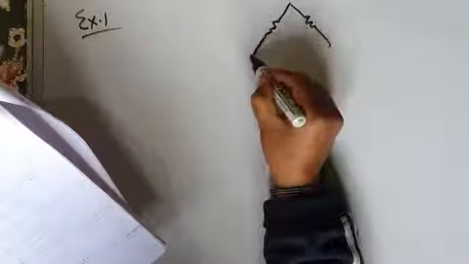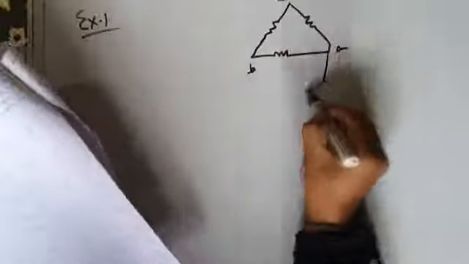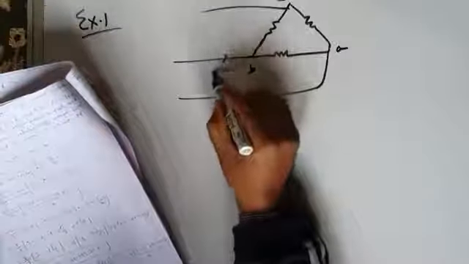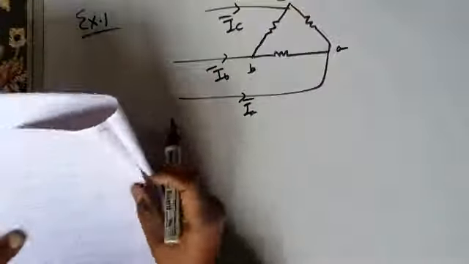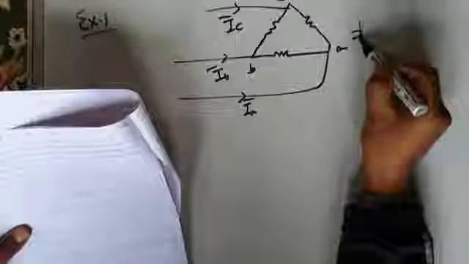This is given to us. We have a delta connected system like this. This is A, this is B, this is C. This is line current IA, this is line current IB, this is line current IC. The circuit is purely resistive in nature.